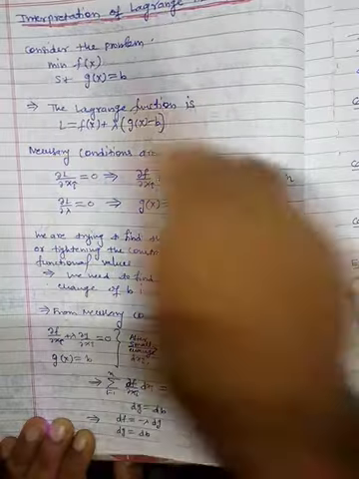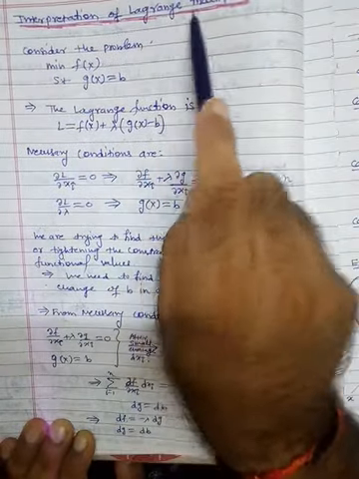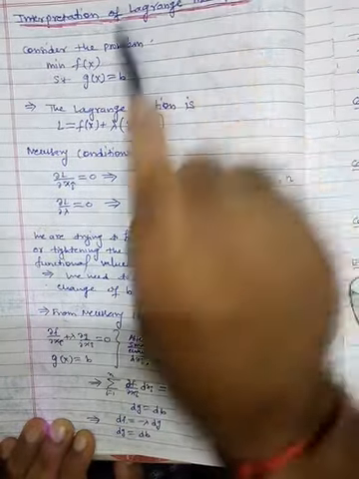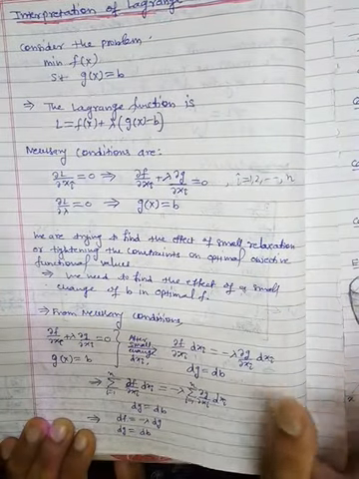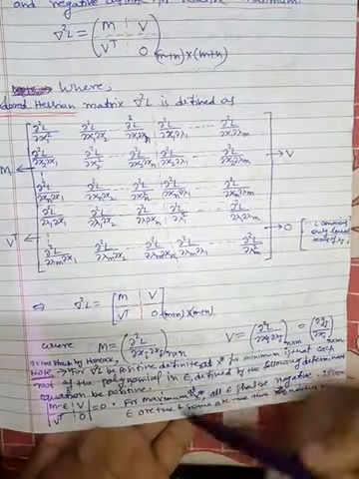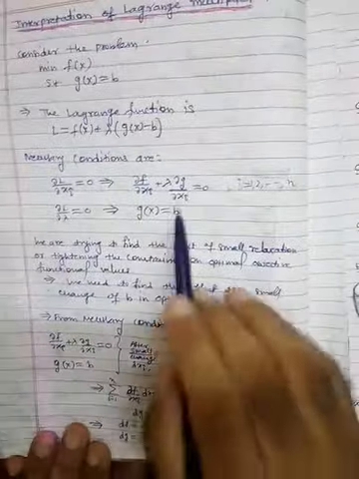Basically what we are doing is the interpretation of Lagrange multiplier. What is the meaning of Lagrange multiplier? Lambda. उसका क्या meaning है? We are discussing this. Fine. This procedure is over here. The procedure is over here. The sufficient condition is over here. Now we are discussing the geometrical meaning of lambda. So we reached up to here.